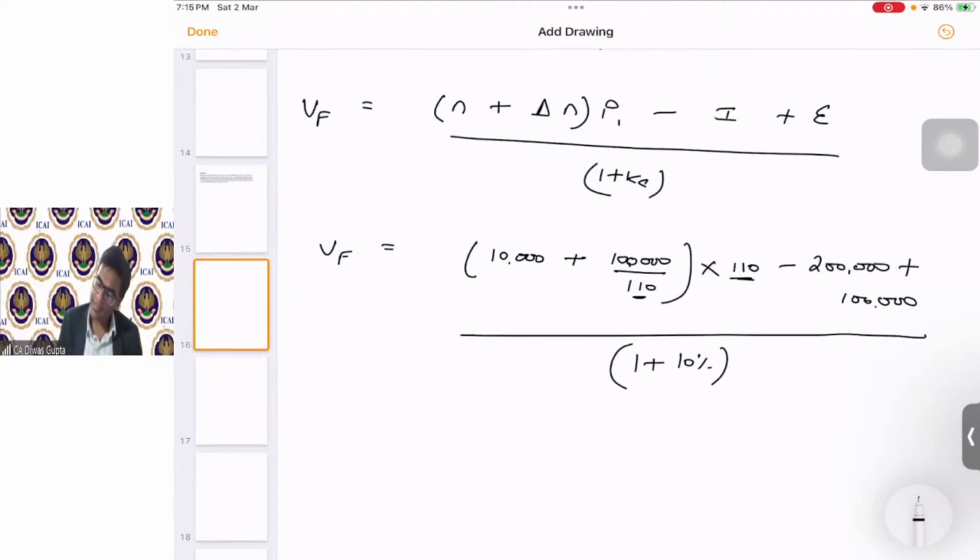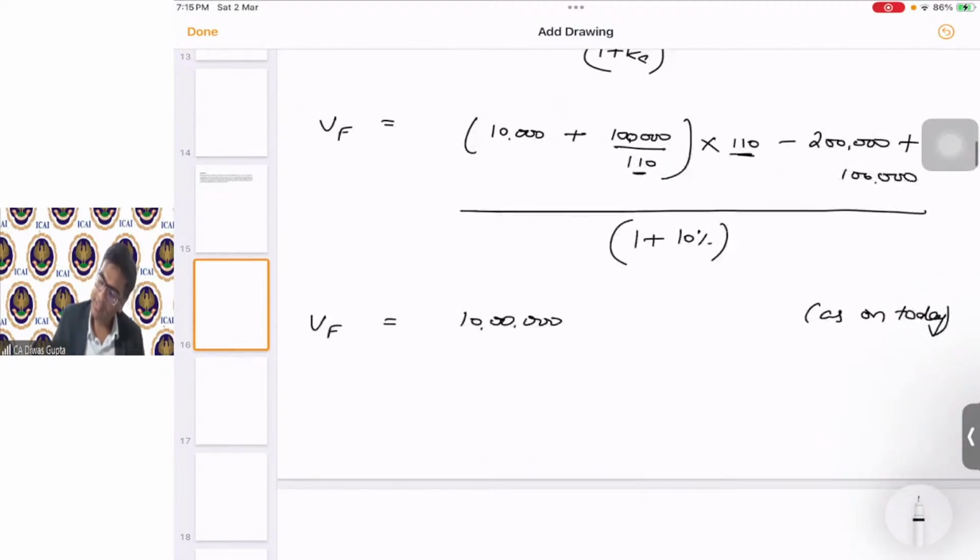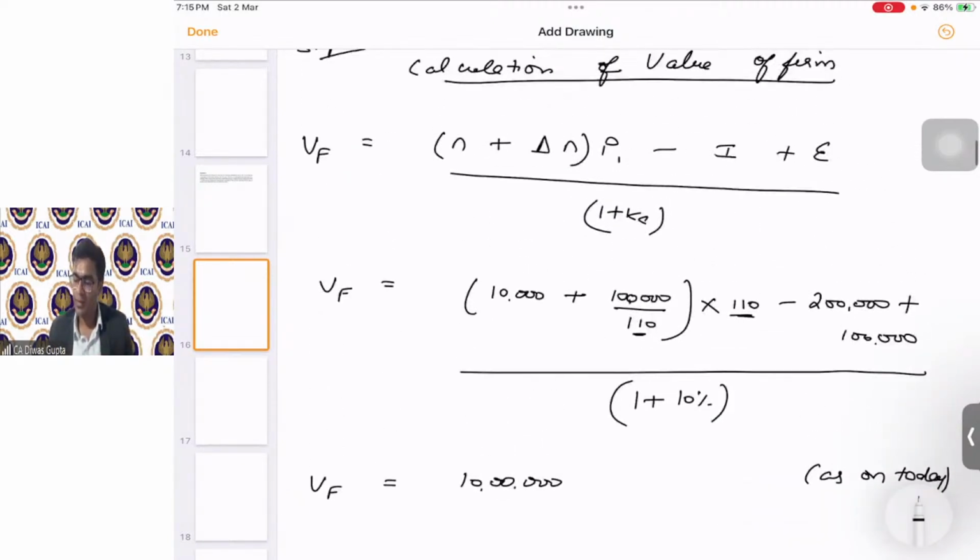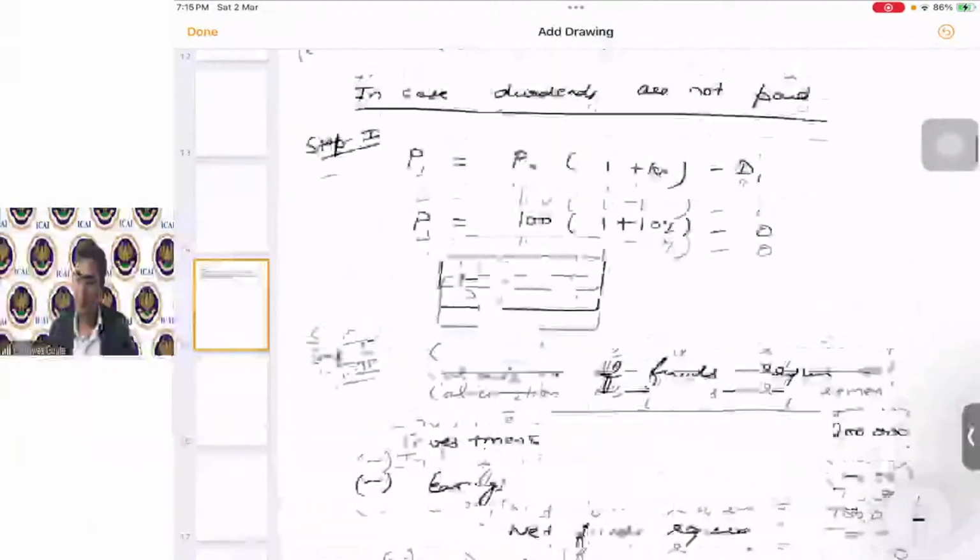So if you solve this, then the value of firm becomes 10 lakhs. And again, this is as on today. The value of firm is as on today, students. Clear, students, till now?